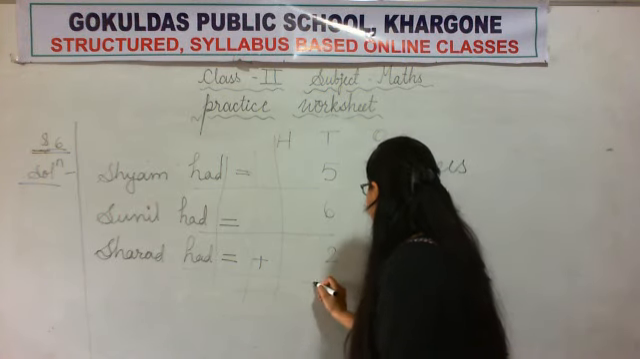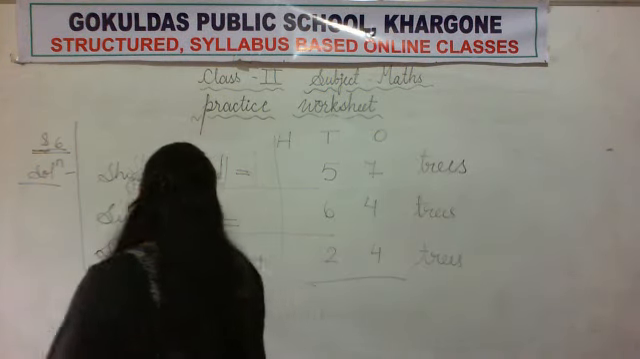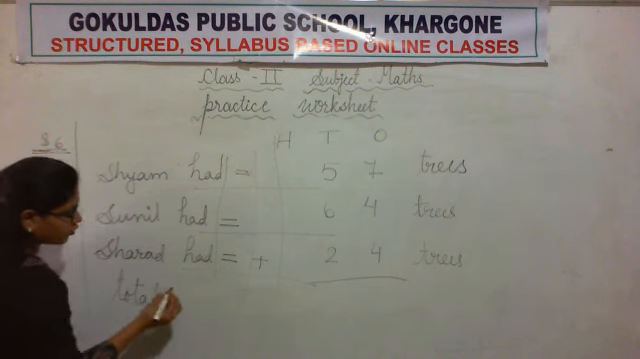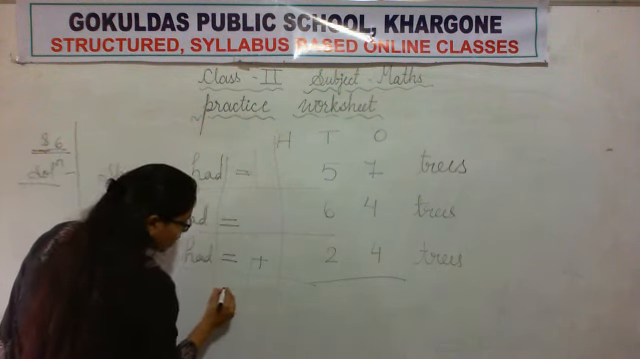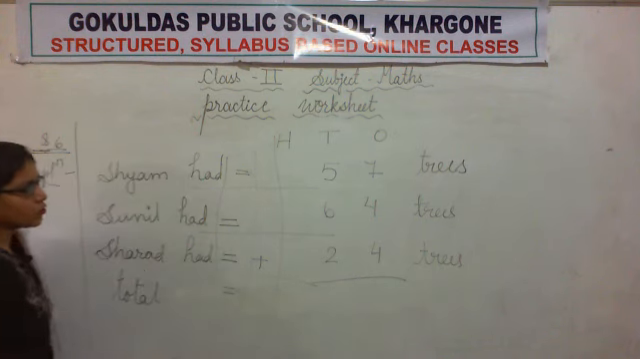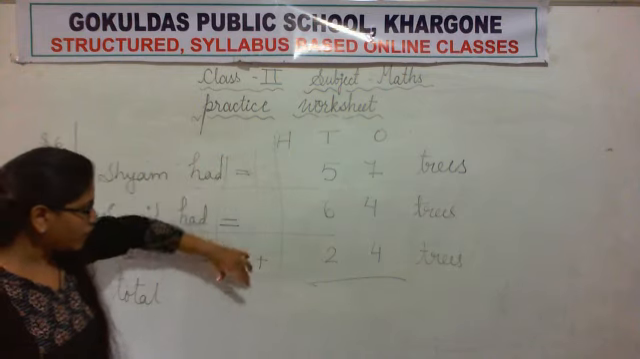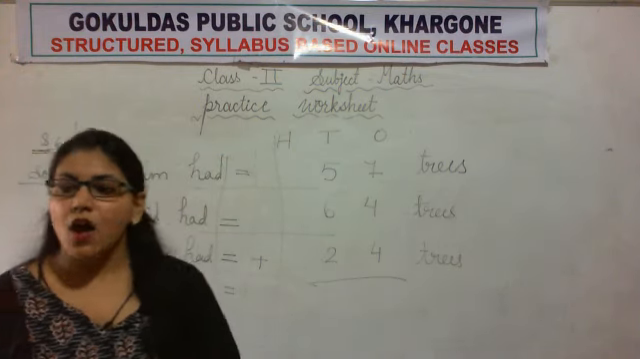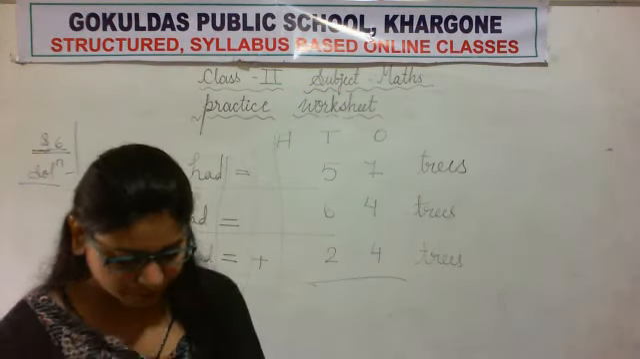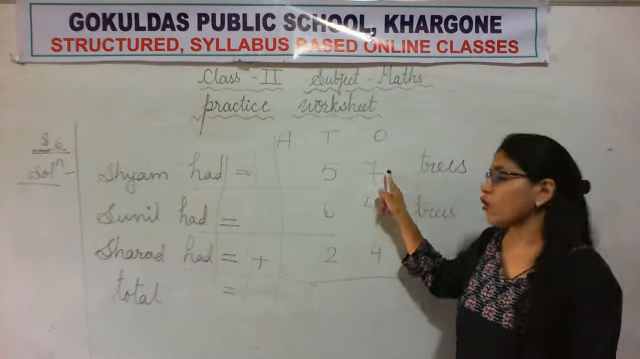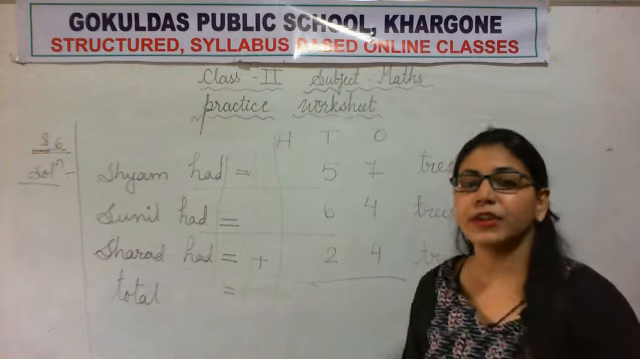Okay, now let's start adding. Now what are we finding? We are finding total, so we will write total and we'll put equals to sign below equals to. See, all the equals to signs in one column only. Now let's add. We will add ones in one, so first number is 7.